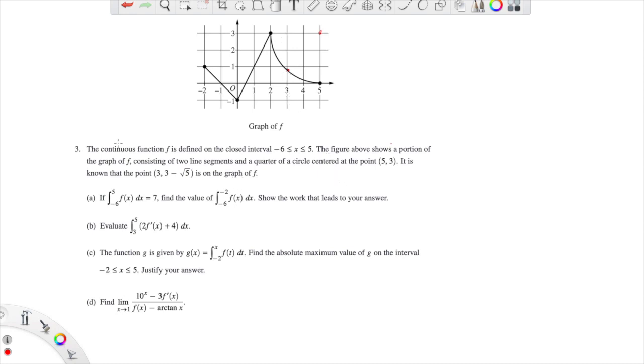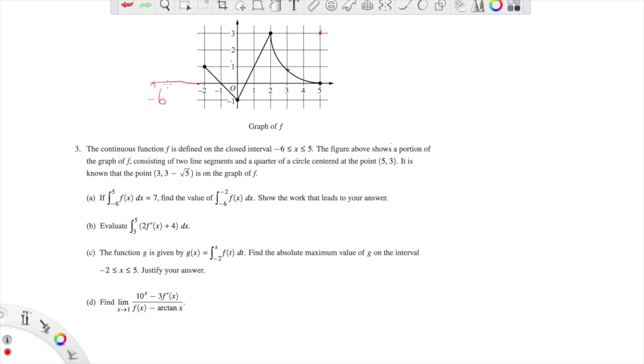All right, so part A asks us if the integral of -6 to 5, so that means the entire graph, from, let's just draw our imaginary line here and say it goes all the way to -6. We don't know what this graph looks like, but they're saying if that integral from -6 to 5 is 7, find the value of the integral from -6 to -2. Well, I shouldn't use imaginary since that means something else in math. And then show your answer.